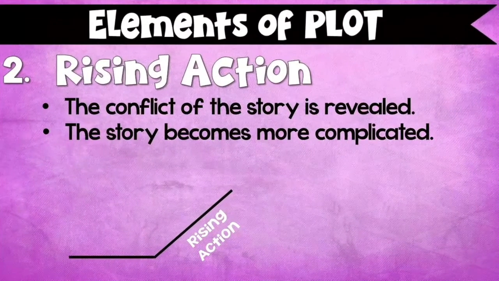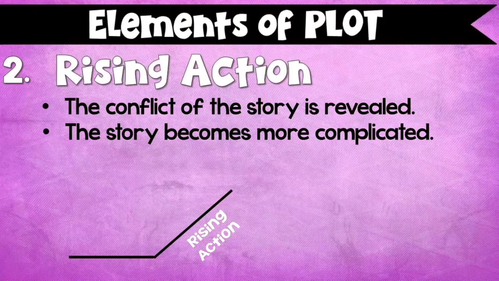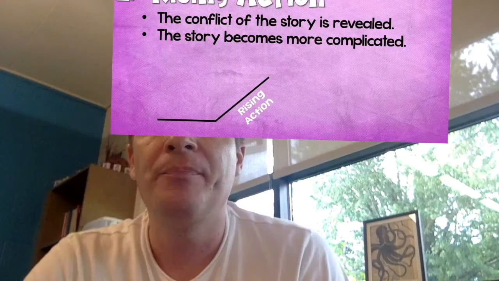The next element of a plot is going to be the rising action. The conflict of the story is revealed, and conflict means the problem. The story becomes more complicated. Notice that in the plot part, we went from the exposition, and now the rising action is kind of that mountain starting to go up.